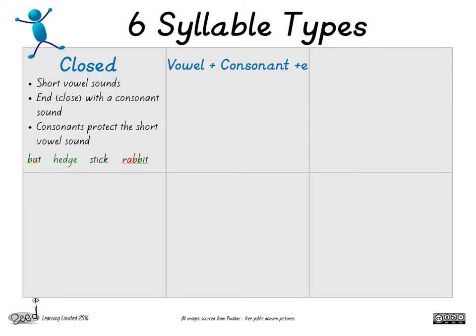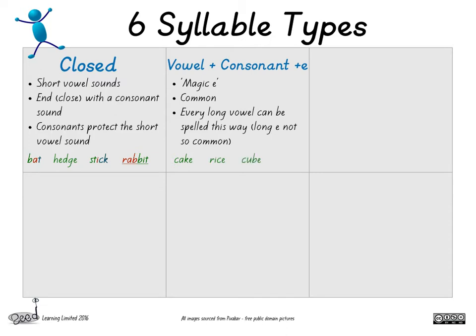The next syllable type is the vowel plus consonant plus E syllable. We often refer to these as the magic E syllables. They are very common, and every long vowel sound can be spelled using this pattern, though spelling long E this way is not usual. Here are some examples: cake, rice, cube, bone. Notice the vowel followed by a consonant and finish with that silent or magic E.